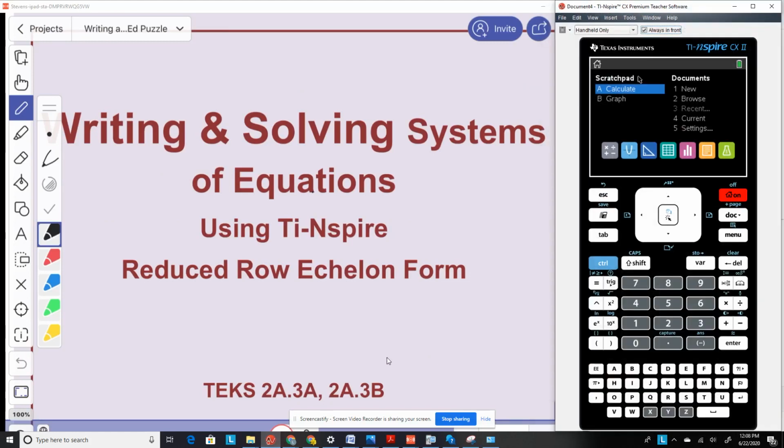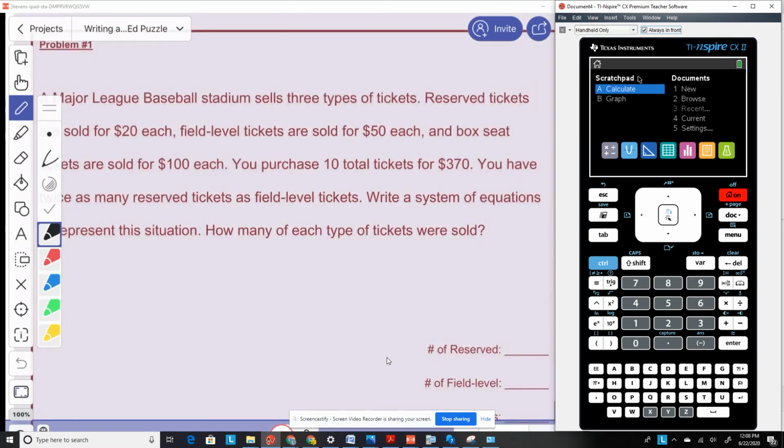Today we'll be working on writing and solving systems of equations using the TI-Nspire. We'll be working on the reduced row echelon form. So first step is to go ahead and read your word problem and start by underlining or highlighting important information.